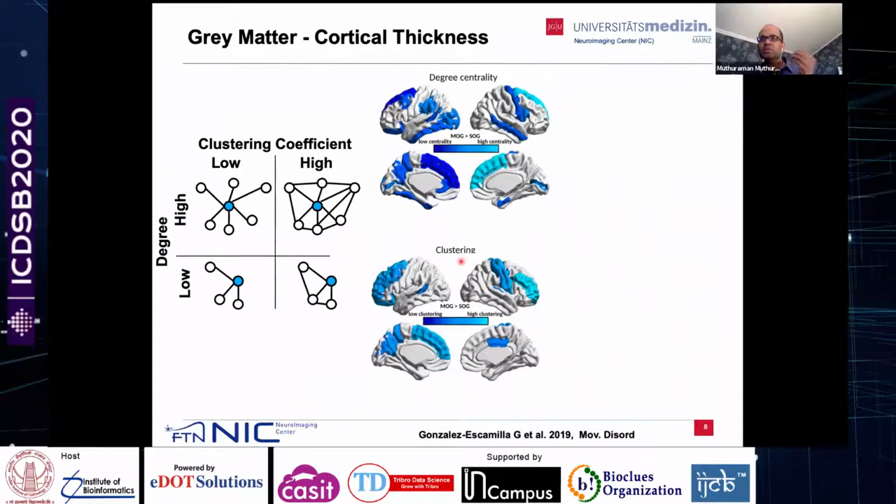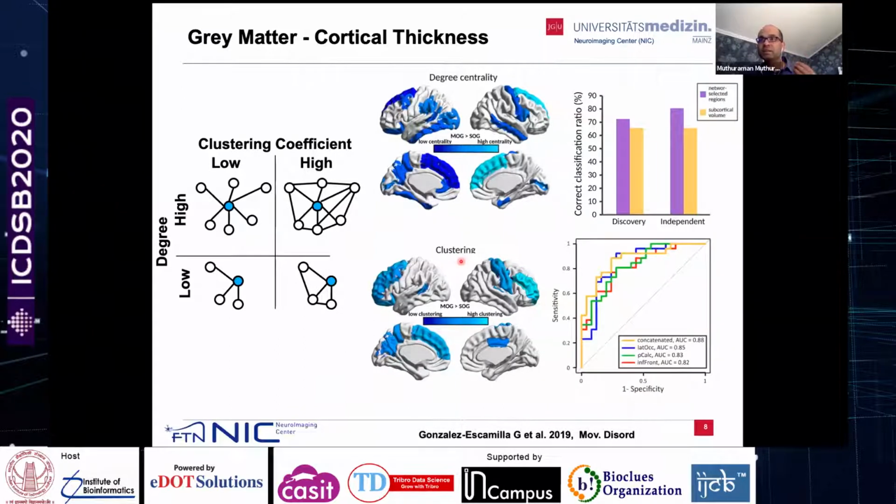So once we identify these regions, what we do is we fit that to support vector machines, and the violet is shown for the network selected regions, and the yellow or orange is shown for the volume deeper in the brain.